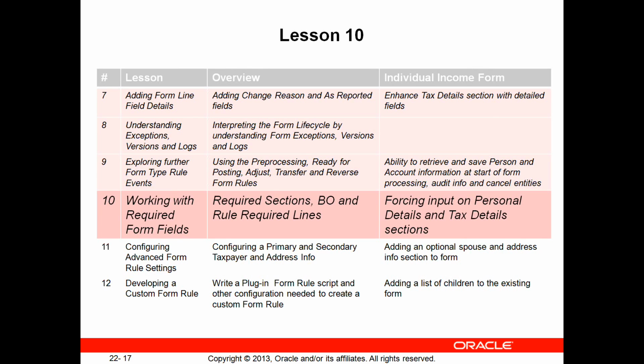In lesson 10, we'll be looking at what it means to have a required field on the form, and the different types of required fields and sections that exist within the form configuration. There's required on the section, and there's even lines. There are different types of required. Sometimes you can actually force required field directly on the business object, or you could do so only by using a form rule. So we're looking at how that works, and we'll be adding that functionality into the individual income form that we've been using along the way.